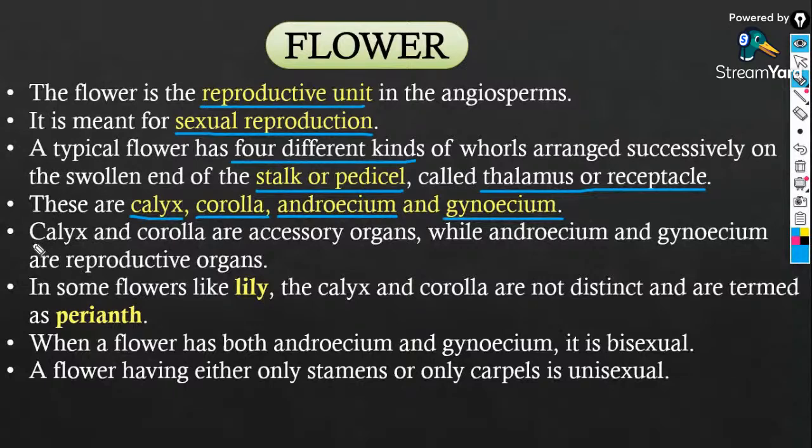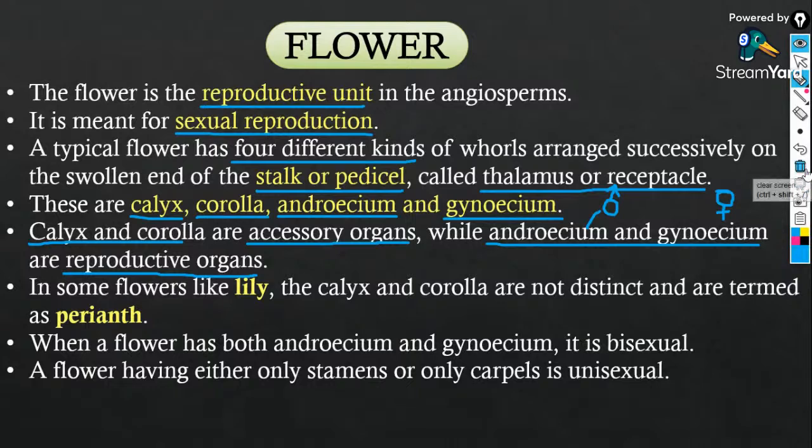You know that the calyx and corolla are the accessory organs, and androecium and gynoecium are the reproductive organs. Androecium is the male reproductive structure of a flower and gynoecium is the female reproductive structure of a flower.